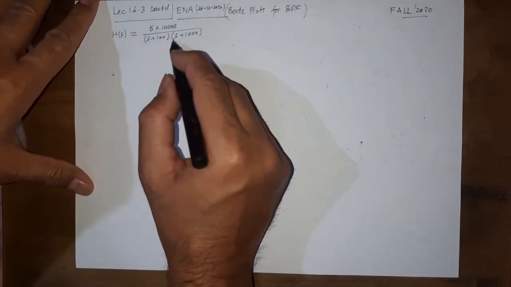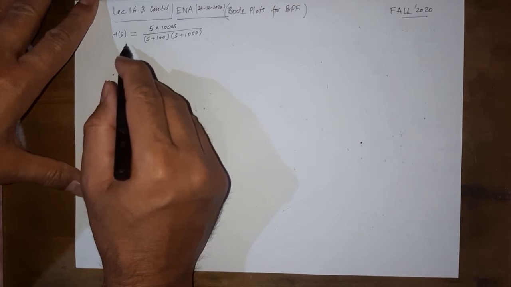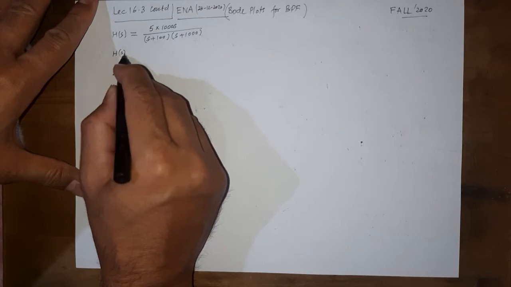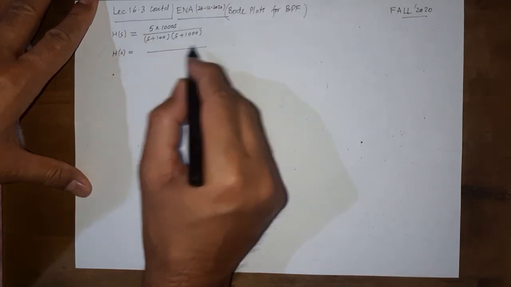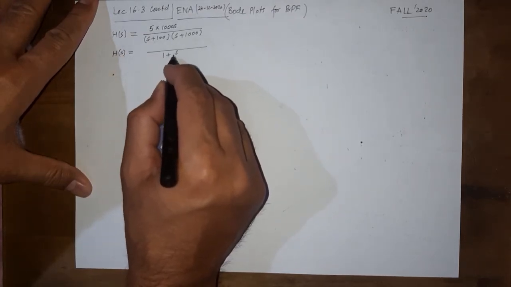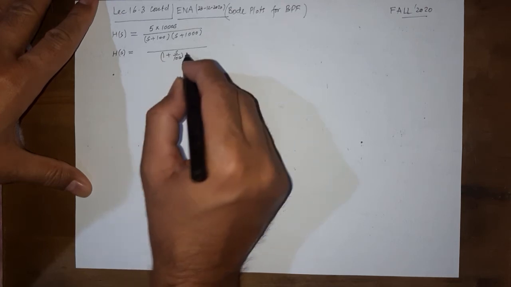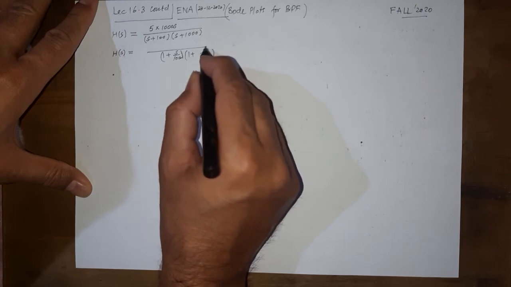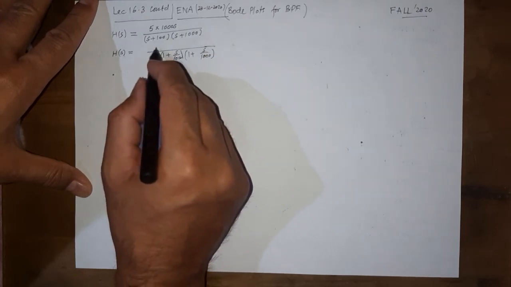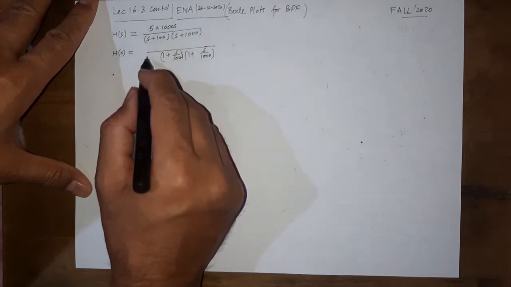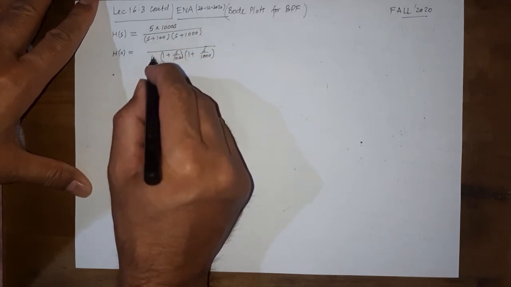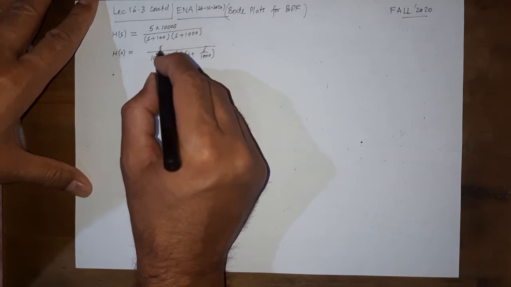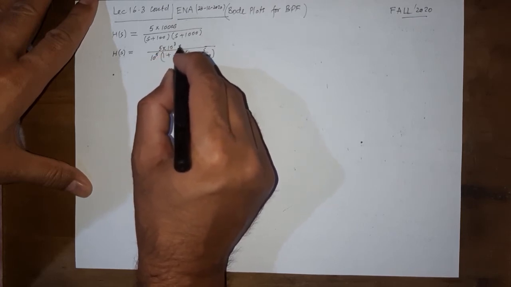So we have already factored this, and we know that we need to convert the H of s into a form where we get 1 plus s over 100 and 1 plus s over 1000, all the factors in this form. So from here we need to take 100 out, and from here we need to take 1000 out, so we get 10 raised to power 5 out.